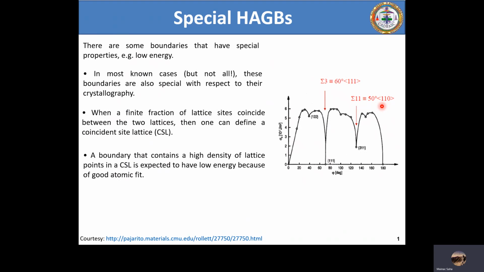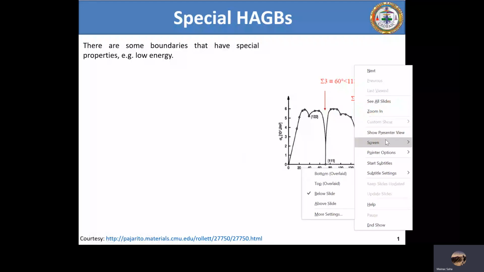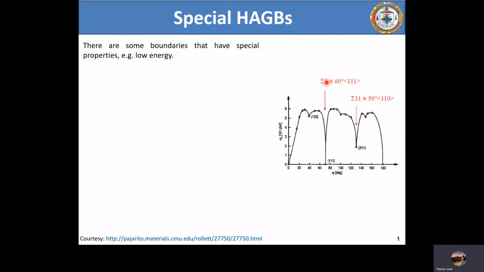If we look very carefully at the sigma 3 and the sigma 11 boundary, we can see that sigma 11 means that every 11th lattice plane between the two adjoining grains will be continuous with each other. Whereas in the case of sigma 3, this means that every third lattice plane between the two adjoining grains, you consider this grain here and the other grain here, will be continuous.